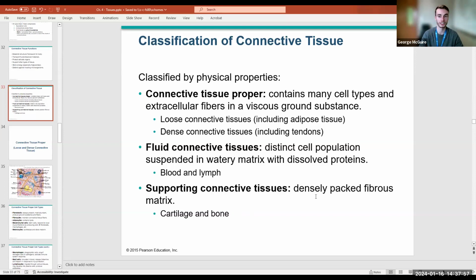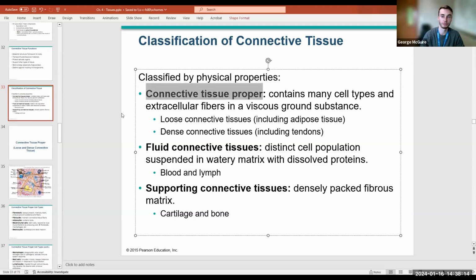So these are our cartilage and bone. And so a majority of the structural component, the dense part of the cartilage and bone, is going to be the fibers or the mineral deposits, in the case of bone, that give it that hard property.